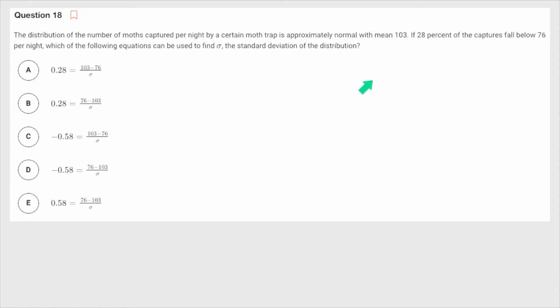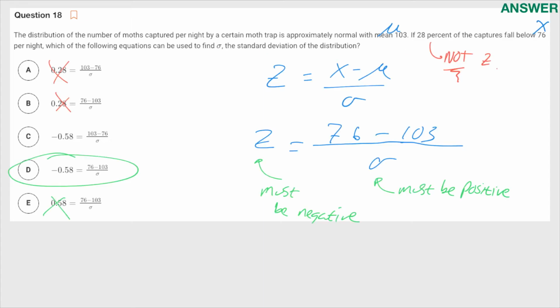Second question also gives you a mean and tells you a percentile, and then asks you to find the standard deviation. What's tricky about this one is that the 28% is not a z-value. You calculate a z-value and then you use it to find a percentile, but you can answer this question without actually calculating the z-value. Substitute in the numbers that you know, 76 and 103. You know that the standard deviation has to be positive, and since the numerator is negative, you know your z-value has to be negative.